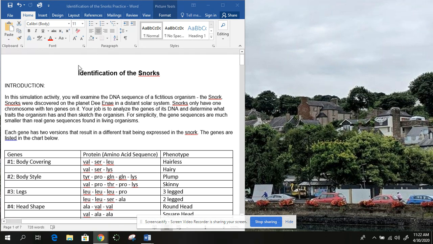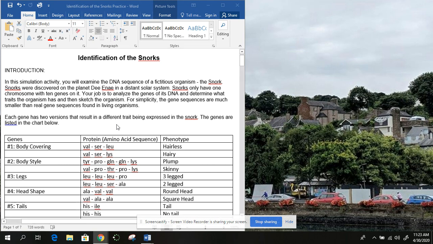With a project, we're going to identify a fictional organism. We're going to look at the snork. These snorks have one chromosome that has 10 genes located on said chromosome. Now, what you're going to do is look through 4 different snorks' DNA, and then make the mRNA as well as the protein that goes along with that gene. And from that, you're going to give an entire phenotype, and you're going to be able to draw a snork.